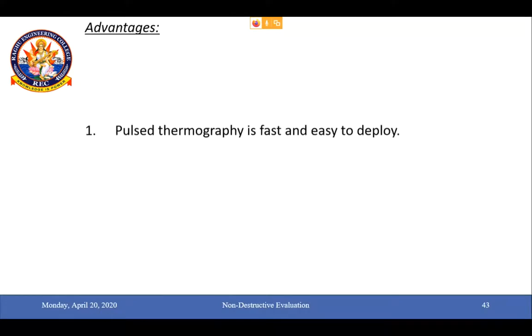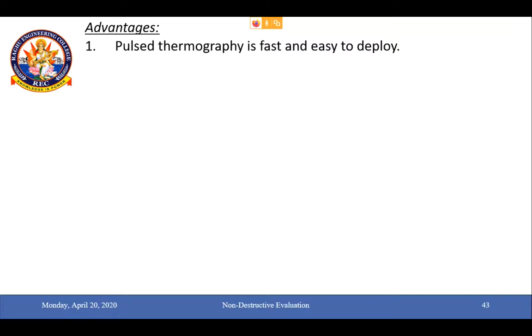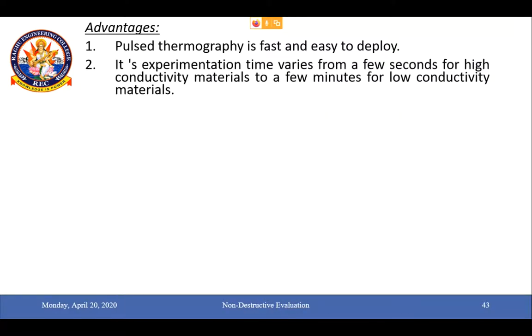43. Advantages: pulse thermography is fast. You have just seen in the video. It is very fast and easy to deploy. Its experimentation time varies from a few seconds for high conductivity materials to a few minutes for low conductivity materials. I already told you this. If the material is a good conductor, then the experimentation time is only a few seconds. And if it is a low conductive material, then it will vary up to a few minutes.